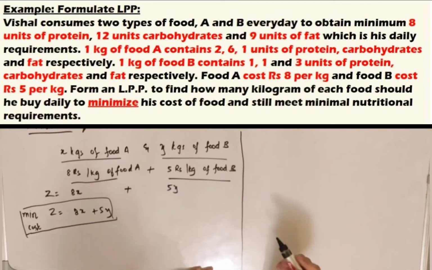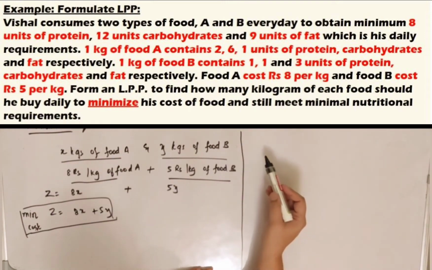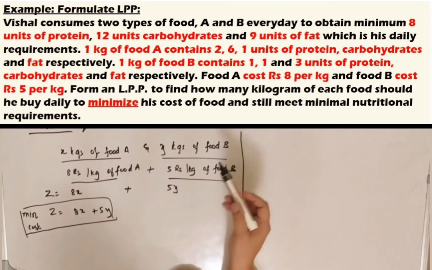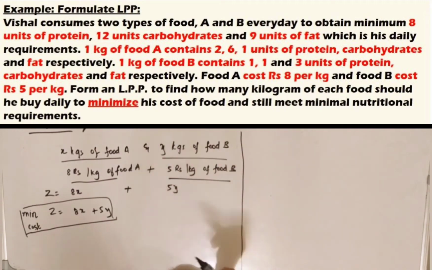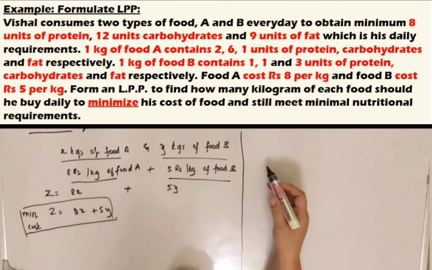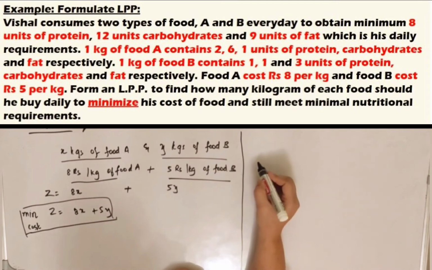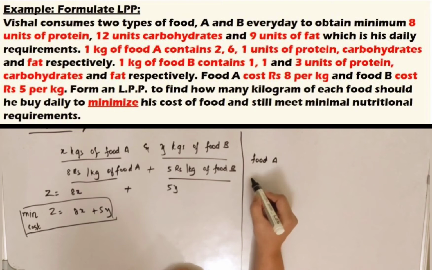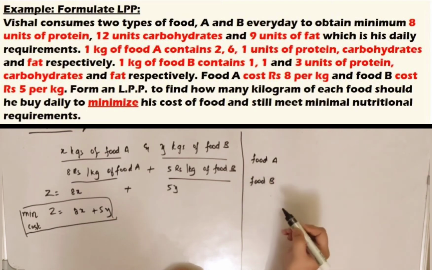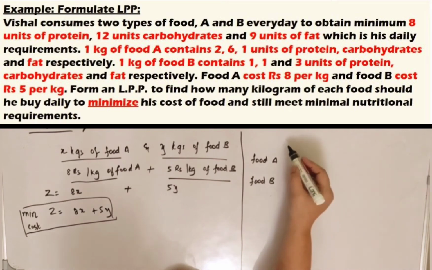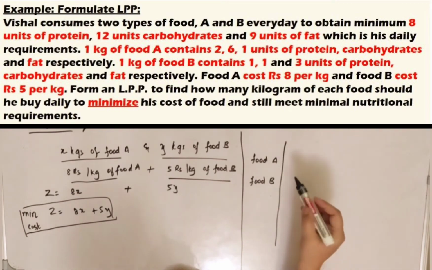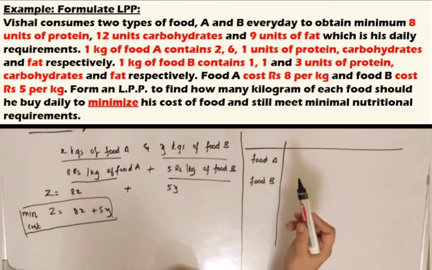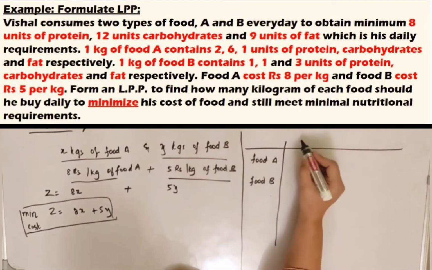Ultimately he has to decide how much he has to buy of food A and food B. Now let's chart out the constraints. So what are the variables? One is food A and food B, right? These are the main things that he wants to buy and on which he wants to get the minimum cost. Now what are the other variables? Other variables are protein, carbohydrates and fat.